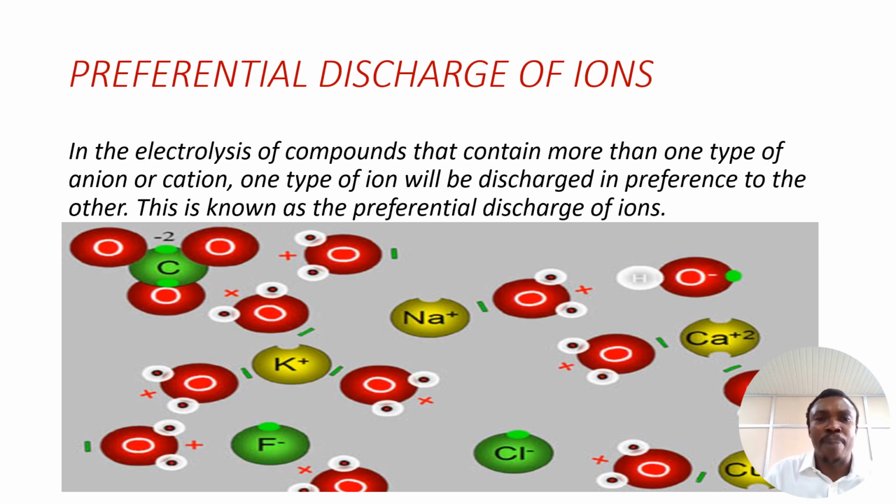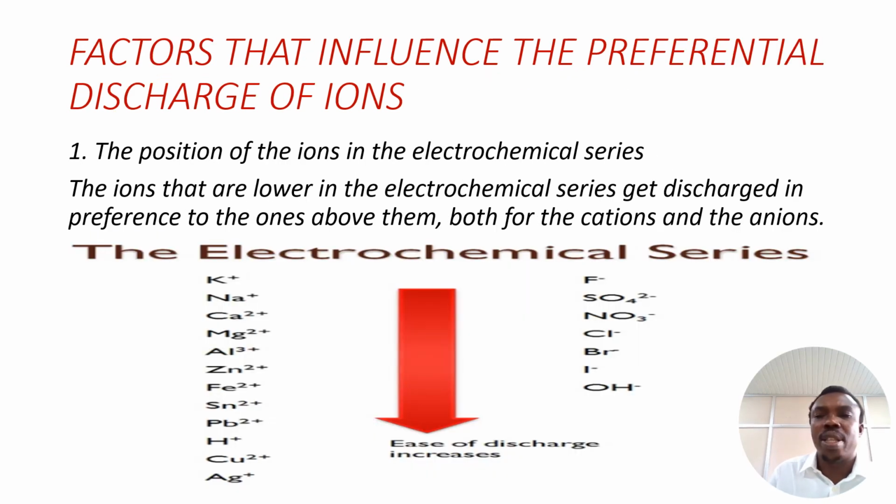So in the electrolysis of compounds that contain more than one type of anion or cation, one type of ion will be discharged in preference to the other, which is known as preferential discharge of what? Ions during electrolysis. When you have an aqueous solution of the compound, you will have more than one type of cation or anion. So that's what we are going to look at: the factors affecting preferential discharge of ions during electrolysis. We consider these factors if we have more than one type of cation or anion competing for discharge.